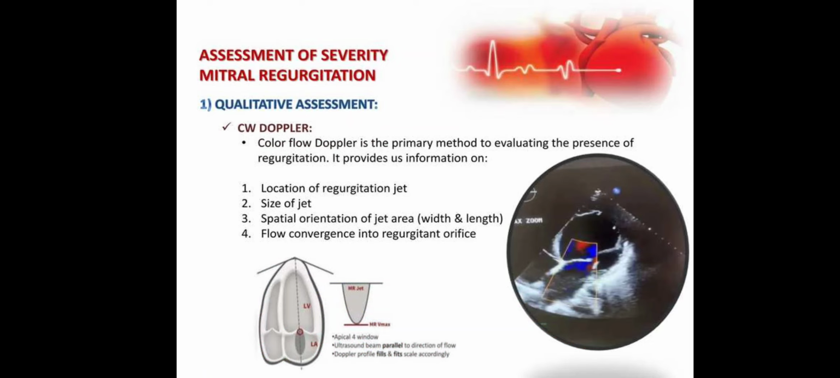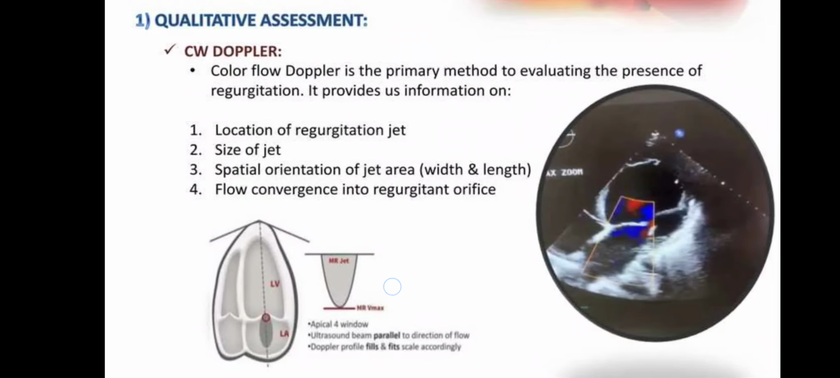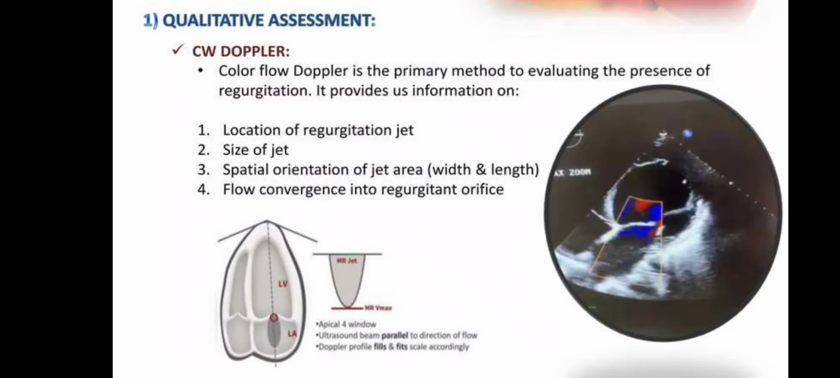Then color flow Doppler is a primary method to evaluate the presence of regurgitation. It provides us information on first, the location of the regurgitant jet; second, the size of the jet; third, the spatial orientation of the jet, area, width and length; fourth, flow convergence into the regurgitant orifice. In the apical 4-chamber window, look, this is the MR jet. This is the MR Vmax.